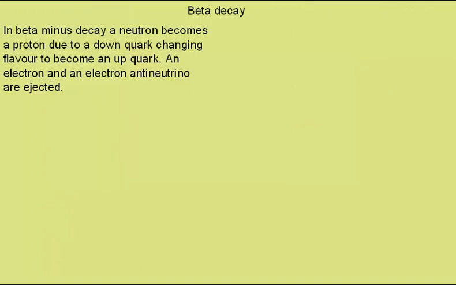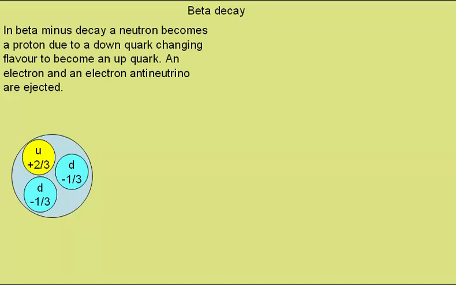Beta decay can be explained in terms of quarks. In beta minus decay, a neutron becomes a proton due to a down quark changing what's called flavour to become an up quark. An electron and an electron antineutrino are ejected. So, here is our neutron consisting of an up and two down quarks. This down quark can change to an up quark and eject an electron antineutrino and an electron or beta minus particle.